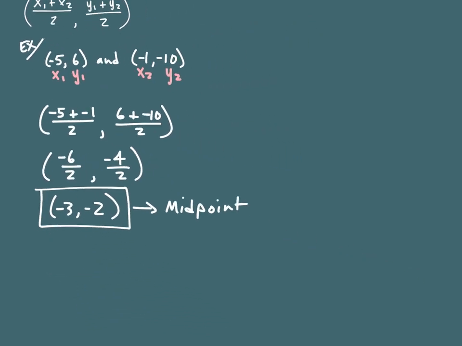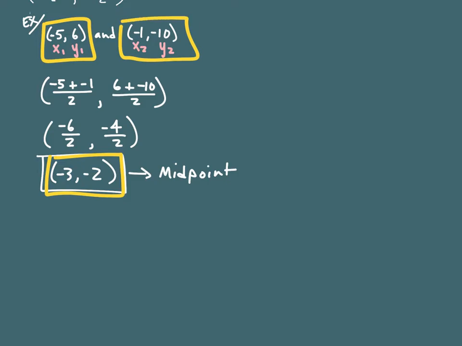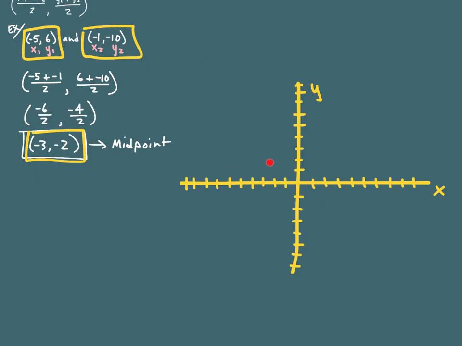Now what I want to do is take all 3 of these points, and we're going to graph them, so you can see what this looks like on a graph. So now that I have a graph, I'm going to plot the point negative 5, positive 6. So 1, 2, 3, 4, 5 to the left, up 6 to the top. 1, 2, 3, 4, 5, 6. Plot a point right there. Okay, and this isn't perfect, but that's the idea.